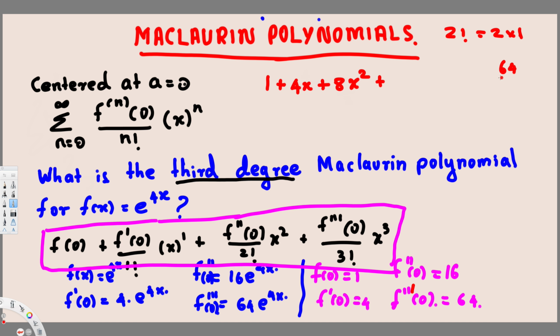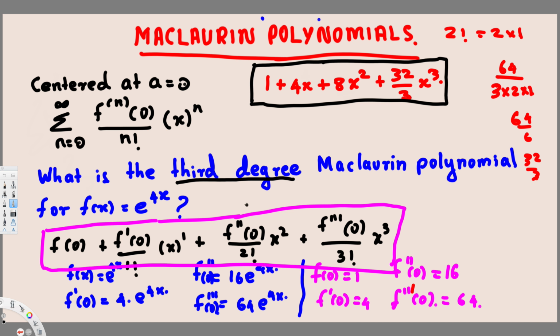3 factorial expands like 3 times 2 times 1, so this is going to be 6. 64 over 6 is the same as 32 over 3. So we can plug in 32 over 3 right here, 32 over 3 x cubed. And this is going to be the final answer. Now let's box this one. So finally we end up with this value. This is the third degree Maclaurin polynomial for this function. And that's how we do this kind of problem. I hope you guys find this video helpful. See you next time.